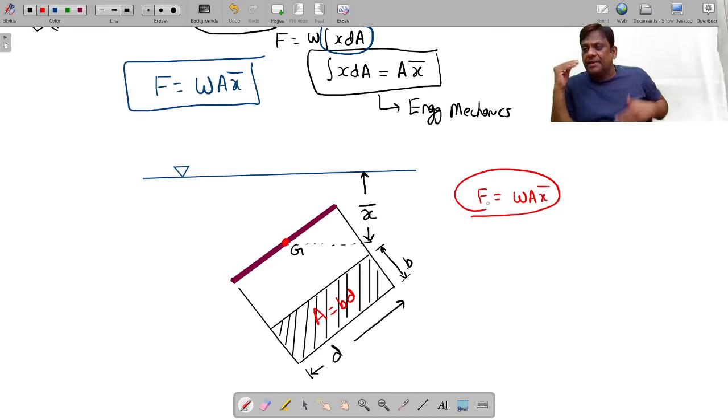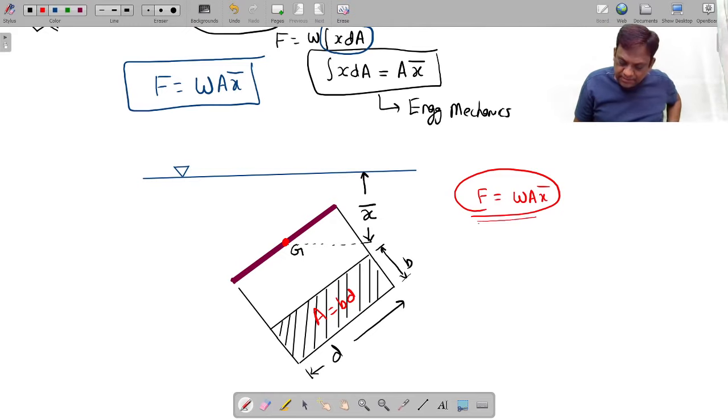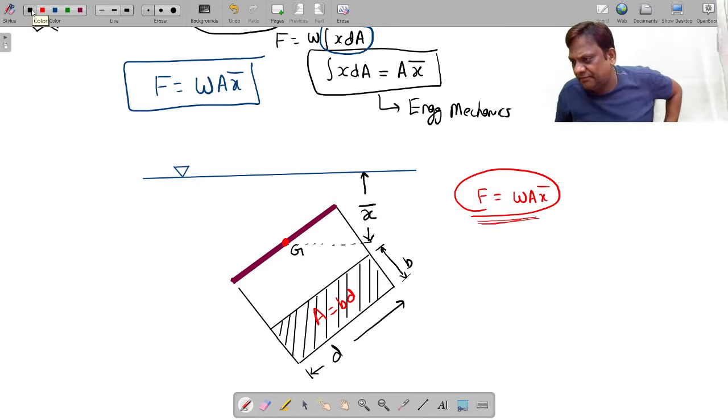Very good. If this is clear, what is our next target? Anyone? The force we have got; what is the next target? The point of application of that force. And please, my dear students, be clear; I never said otherwise. Please listen carefully. This is the force. Now we have to say where that force is acting from. That is the center of pressure.